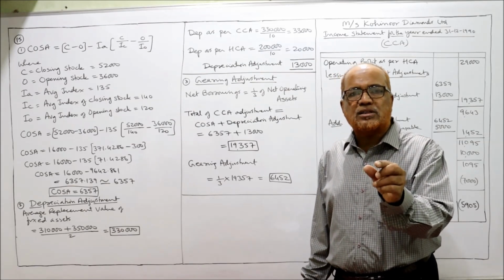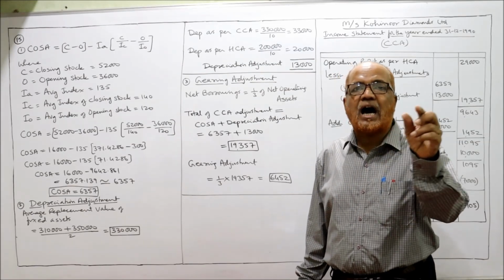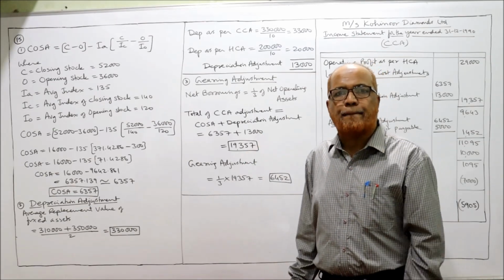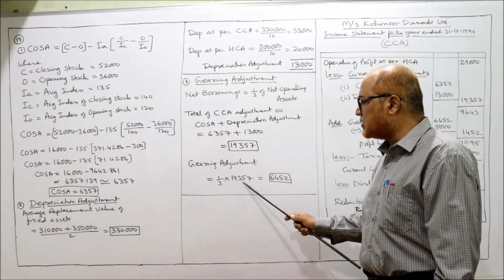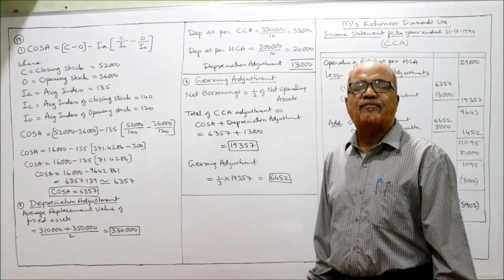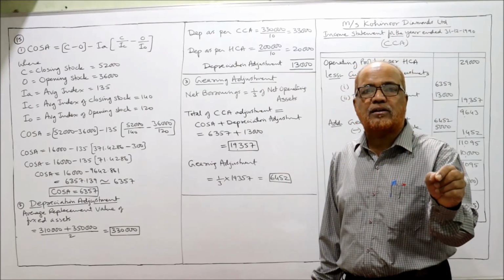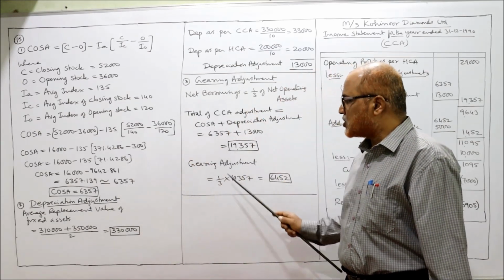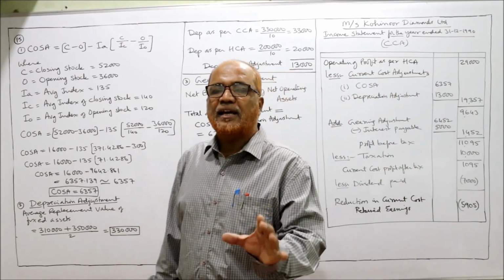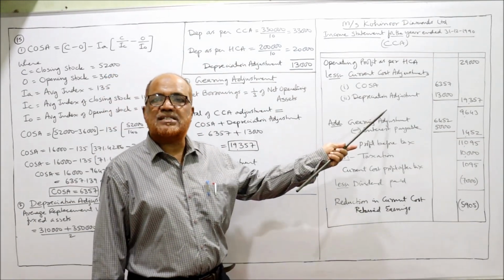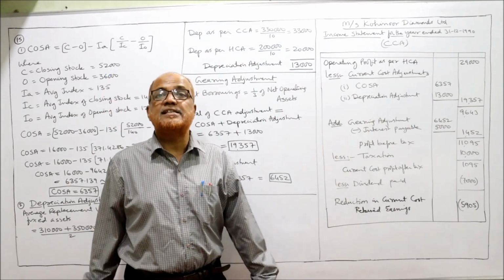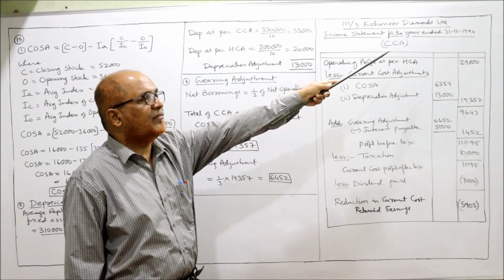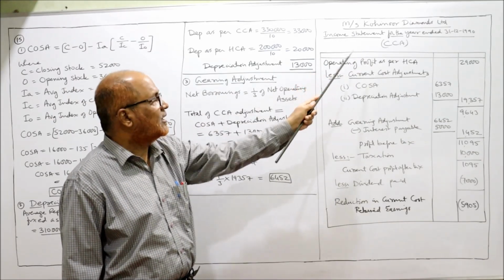In this 19,357, 1/3 is the gearing adjustment, because in the problem it is given that 1/3 is gearing. 1/3 of 19,357, that is 6,452, is the gearing adjustment. So three adjustments we have completed: CCA, depreciation and gearing adjustment. Finally, it is asking you to make the income statement as per CCA method. So Kohinoor Diamonds Limited income statement for the year ended 31st December 1990, CCA method.